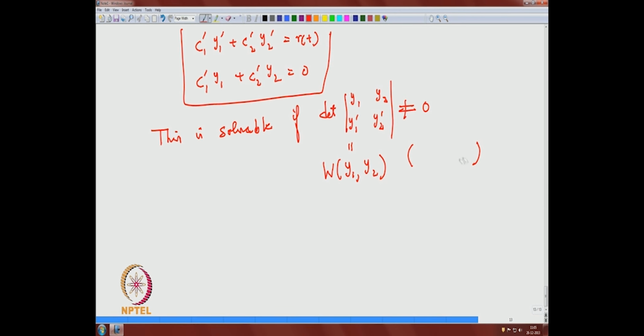Maybe I will start from here in the next class, and I will do it as more or less is done, but I do not want to hurry up. Essentially it tells you that you have a Wronskian which will be non-zero because phi 1 and phi 2 are independent solutions, and hence you can solve it for C1 prime and C2 prime.